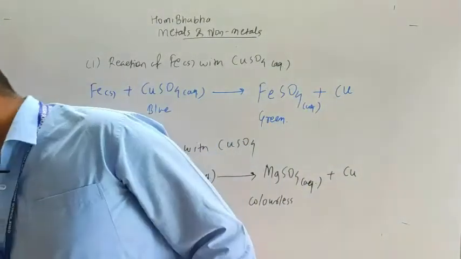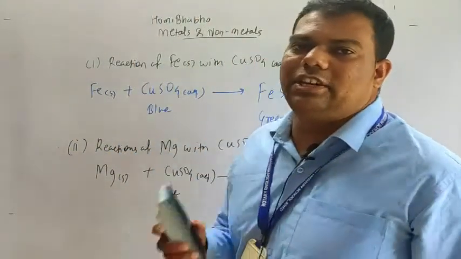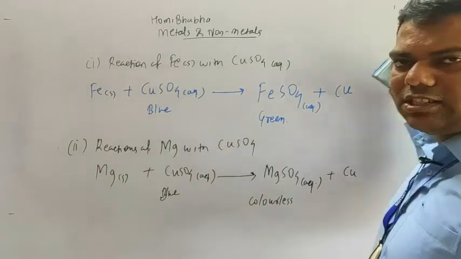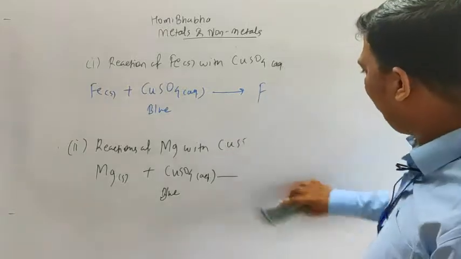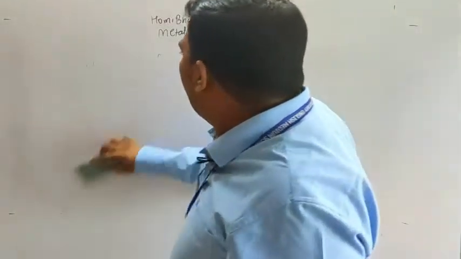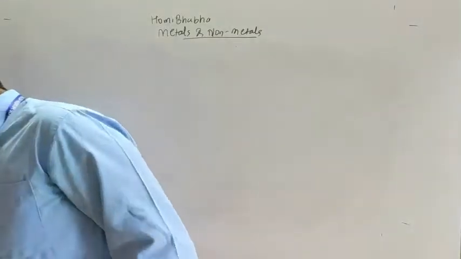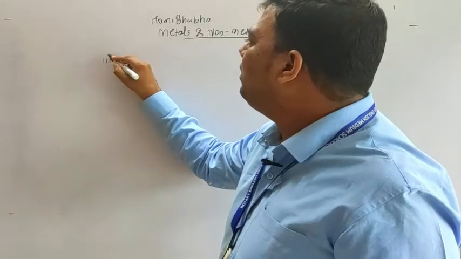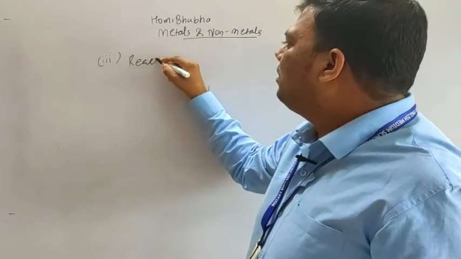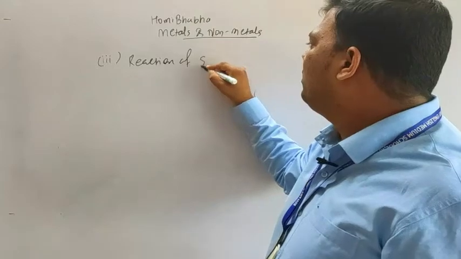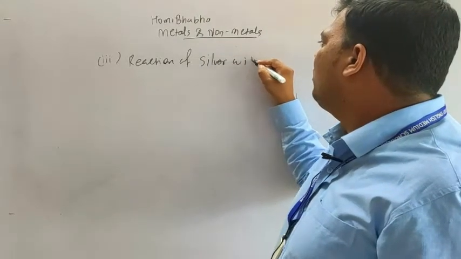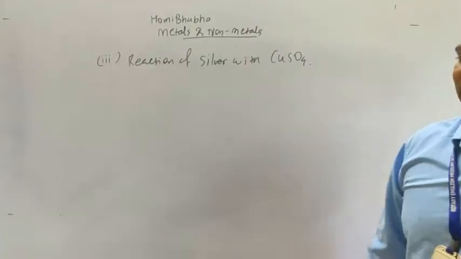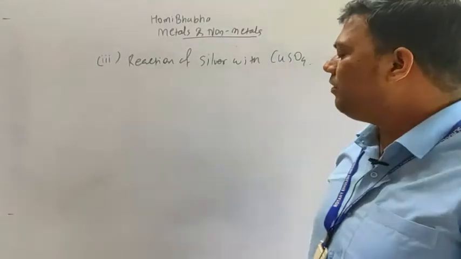Understood. So these are simple reactions. Whenever a more reactive metal displaces a less reactive metal from its salt solution. Okay, so we will see some more examples on this. Understood all this? Now we will see the reaction of silver. Third example, reaction of silver with copper sulfate.